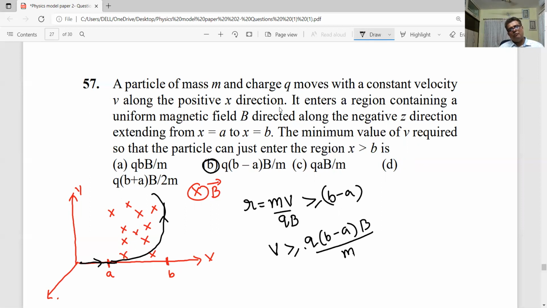If you come with less than that velocity, then you will not be just touching b and going. You might follow a circular path, no doubt about it, but you have to follow the circular path where you can just enter x greater than b. Just enter x greater than b, and you are just moving around b. That's what the question is.